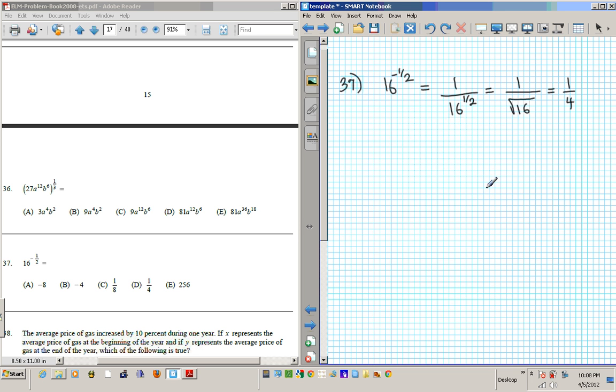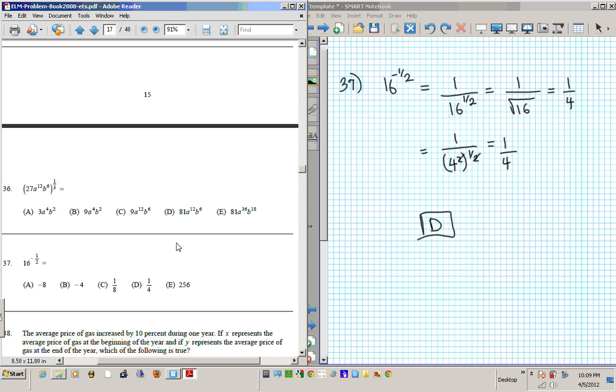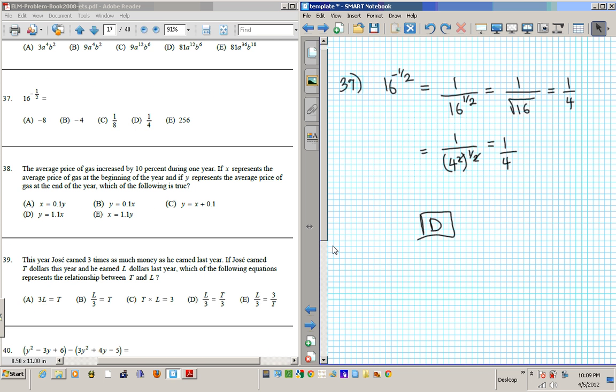Okay? Another way you can do this, you can also write 16 as a square, 1 over 4 squared, raised to the 1/2. And then the 2 and the 2 cancel out. You also end up with 1 over 4. Just two different ways of doing it. Okay? So your answer is D. Okay, let's move along to question 38.